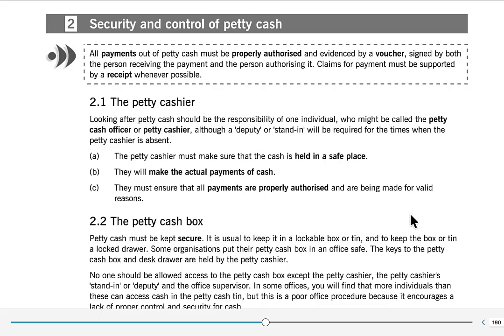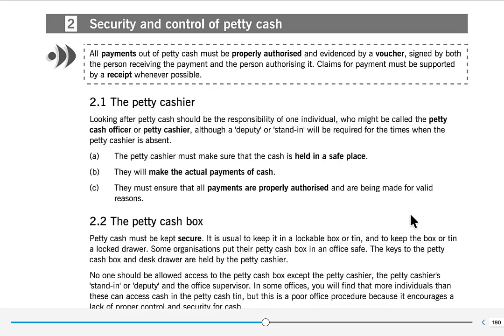For example, if the rules say that only a supervisor can approve travel expenses, then the petty cashier must see the supervisor's approval first. If there is no approval, the petty cashier must refuse the payment. Even if the person asking is in a hurry, even if the person is angry, because without approval, petty cash can become a big problem. So remember this sentence. The petty cashier pays cash, but the petty cashier does not decide on their own.